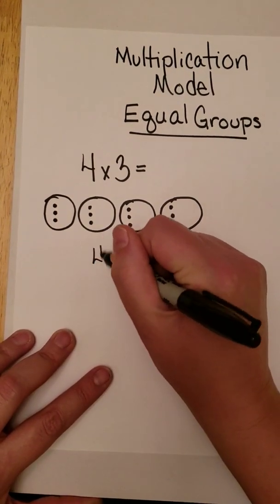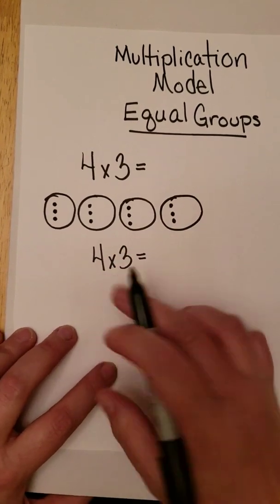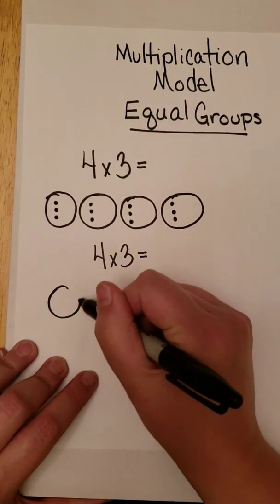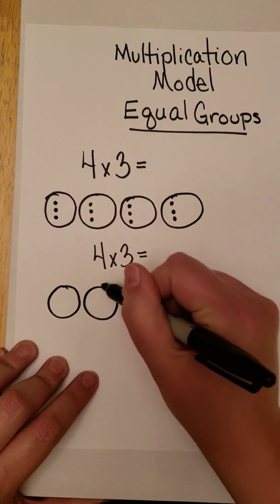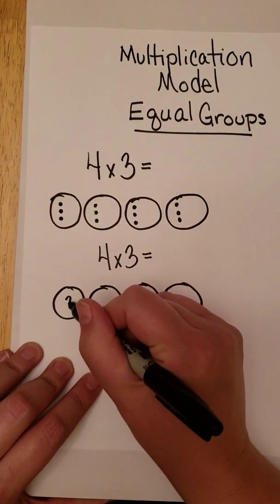If I want to do it this way, I can use the same sentence, but I can make the model look like this: 4 equal circles with the number 3 in each one.